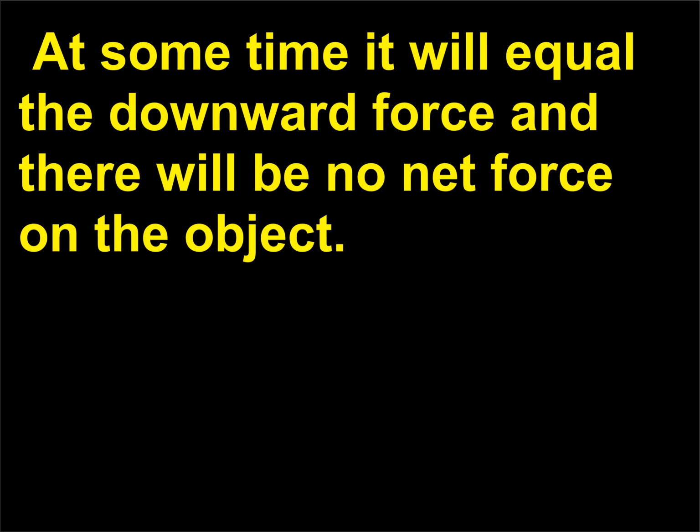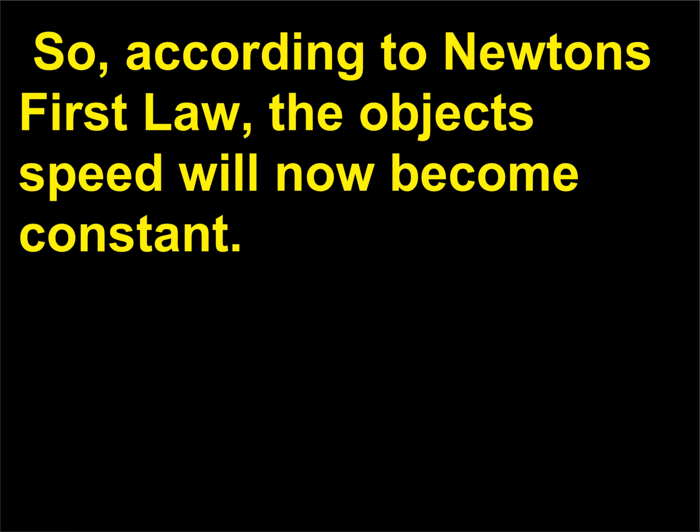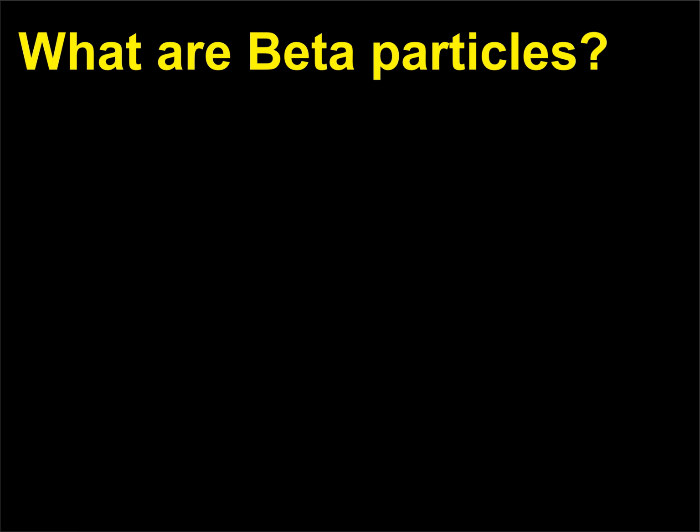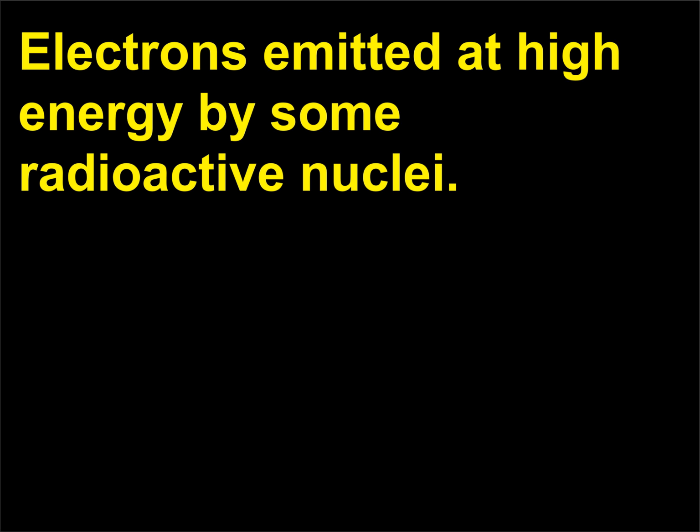At some time it will equal the downward force and there will be no net force on the object. So, according to Newton's first law, the object's speed will now become constant. This constant velocity is called the terminal velocity. What are beta particles? Electrons emitted at high energy by some radioactive nuclei.